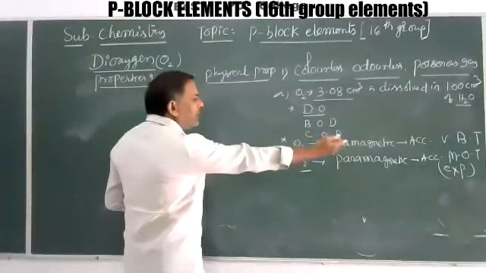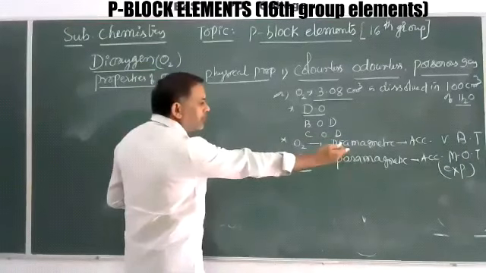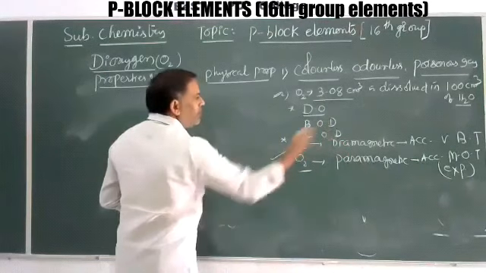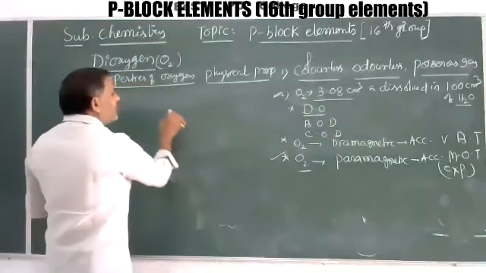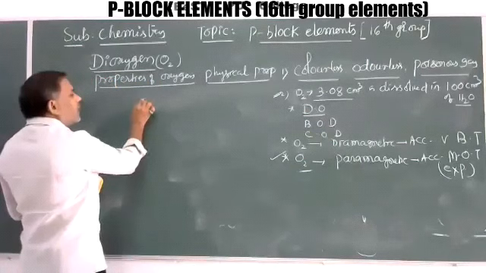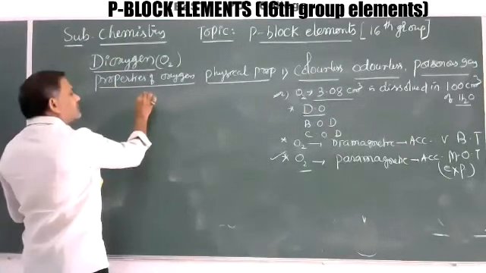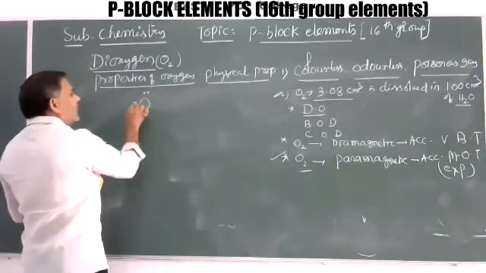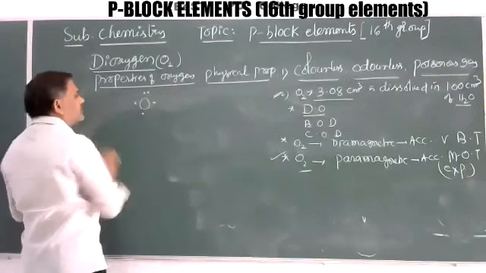Initially, before MOT, molecular orbital theory, in the last concept of chemical bonding, based on VB theory, valence bond theory, one oxygen molecule has a dot structure like this. One oxygen molecule has a dot structure.